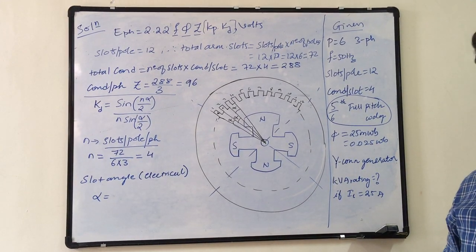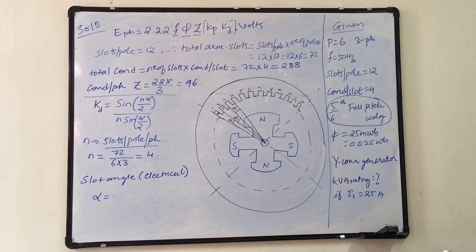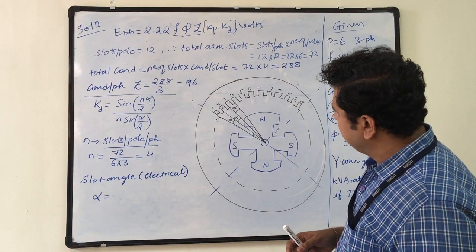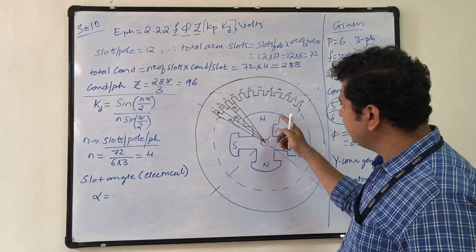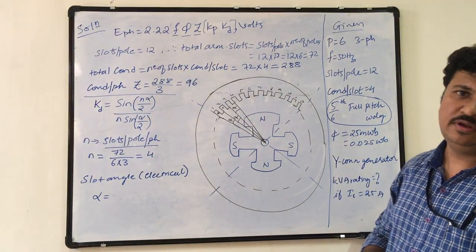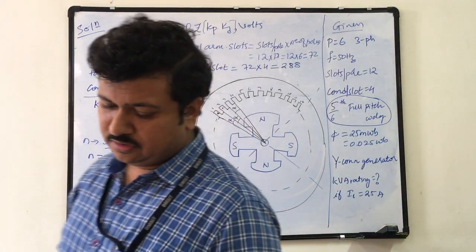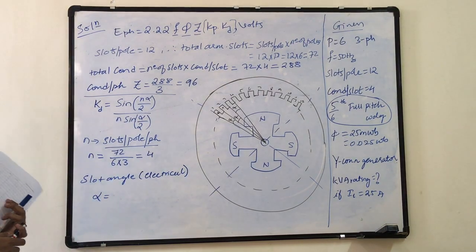But I am not interested in the mechanical slot angle. I am interested in the electrical slot angle. Under one complete pole, the electrical angle is 180 degrees. We know that one pole produces one half cycle. So, what is the angle of one half cycle?